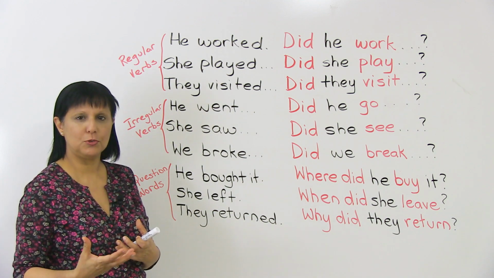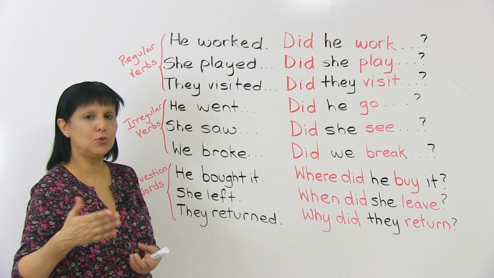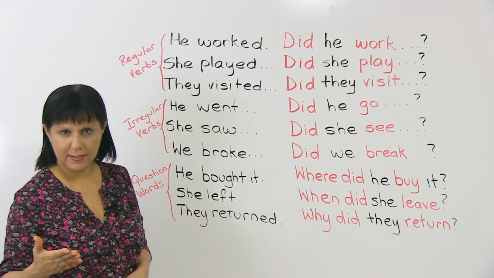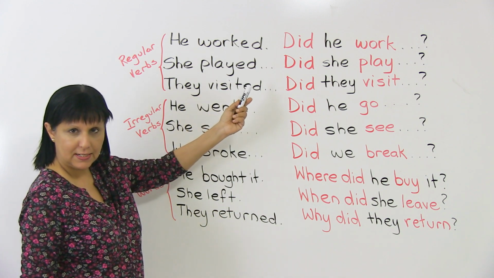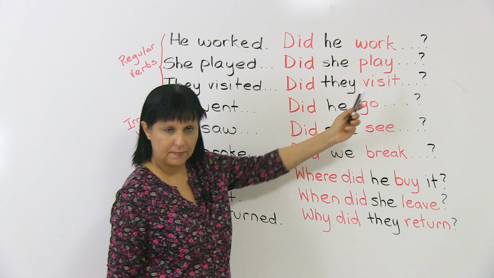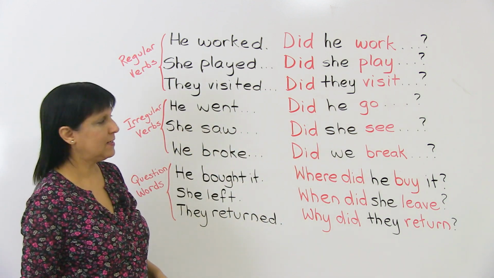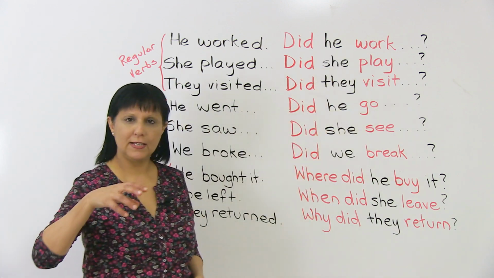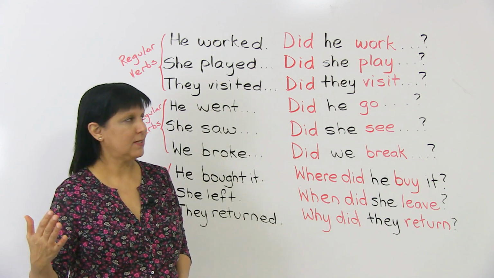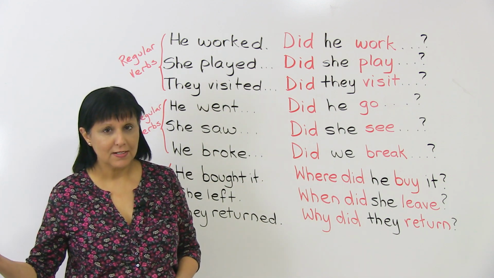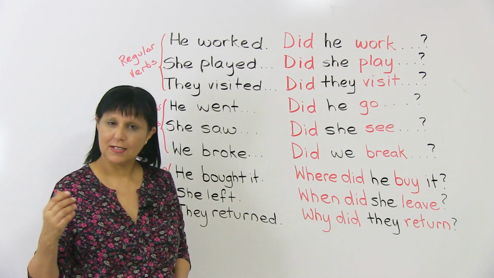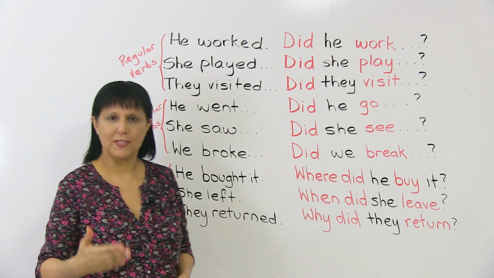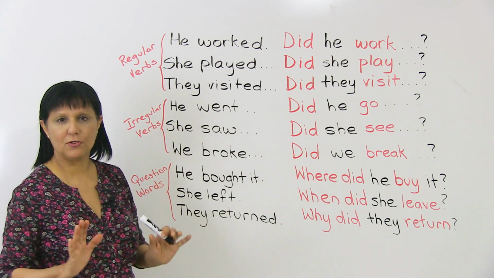Now try to repeat it after me. So for example, he worked. Did he work? She played. Did she play? They visited. Did they visit? All right. You see, in each case, we have come back to the base form of the verb. So do not say, did he worked? Try to use the entire expression. Did he work? Did she play? Did they visit? Okay? That's with regular verbs.